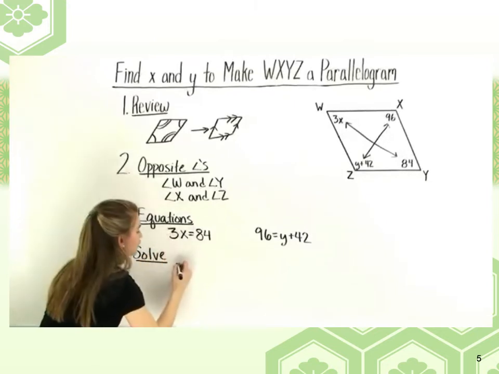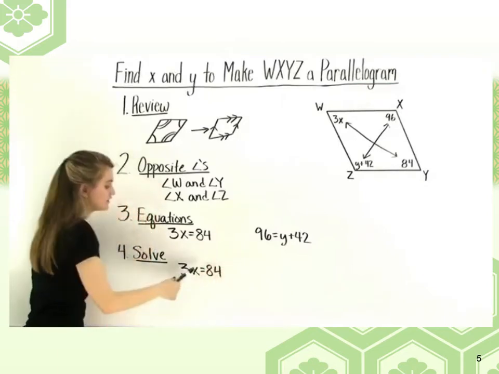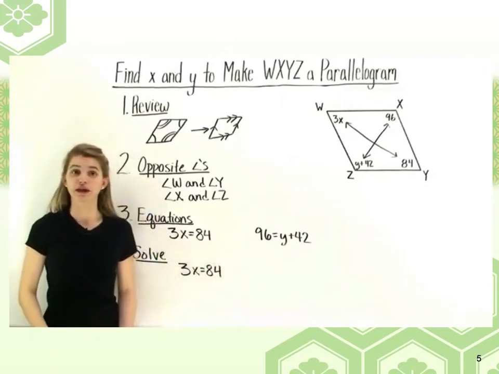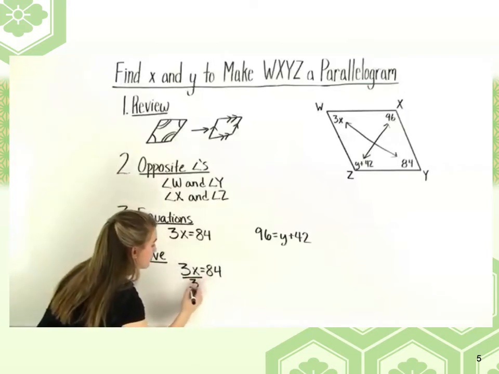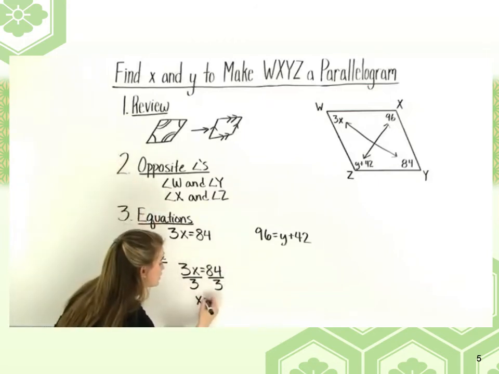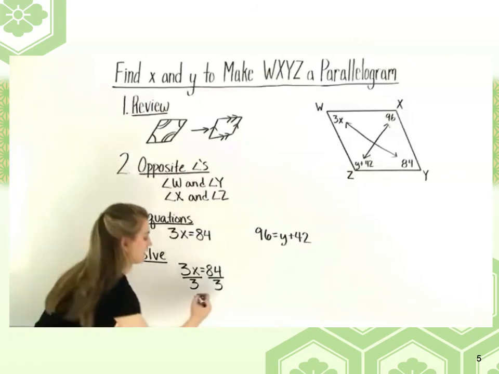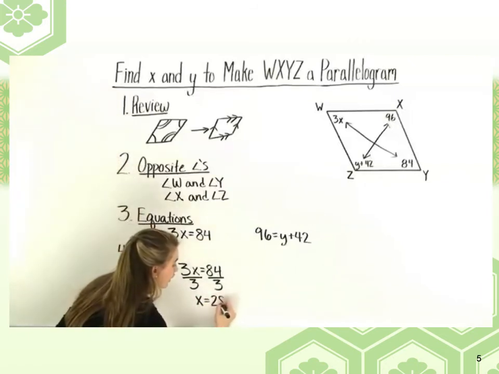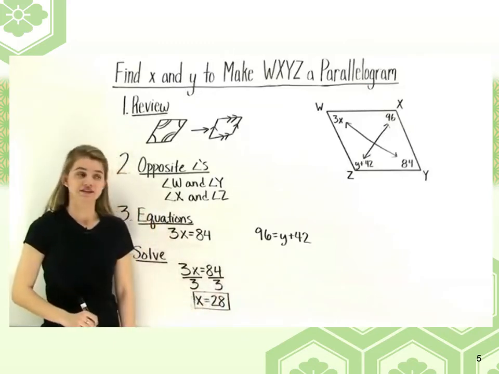Our first equation is 3x is equal to 84. Since x is being multiplied by 3, we need to divide both sides by 3. So we divide the left-hand side by 3 and the right-hand side by 3. That means we get x is equal to 84 divided by 3, which is just equal to 28. So in order for this quadrilateral to be a parallelogram, x must be equal to 28.